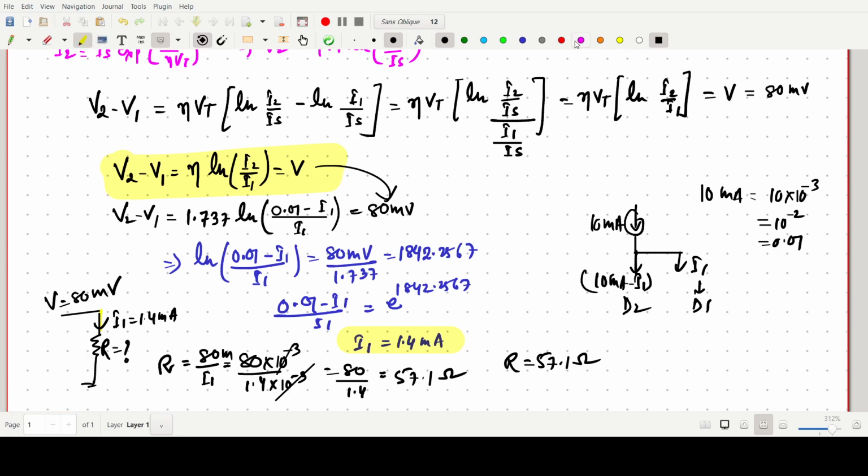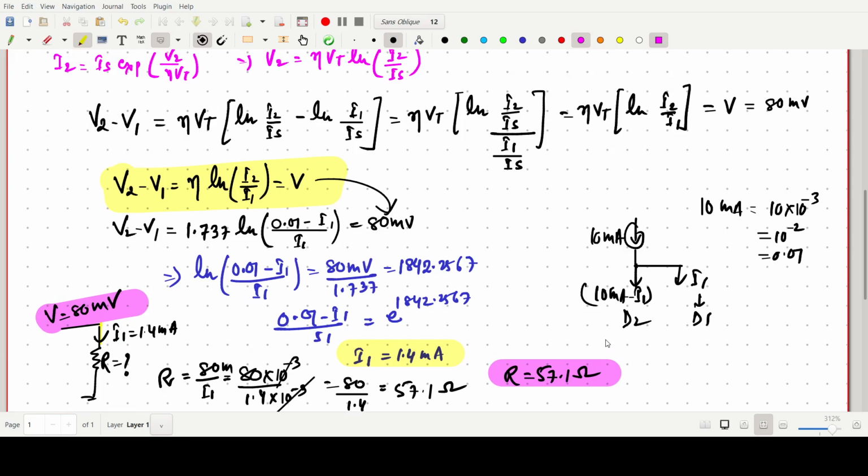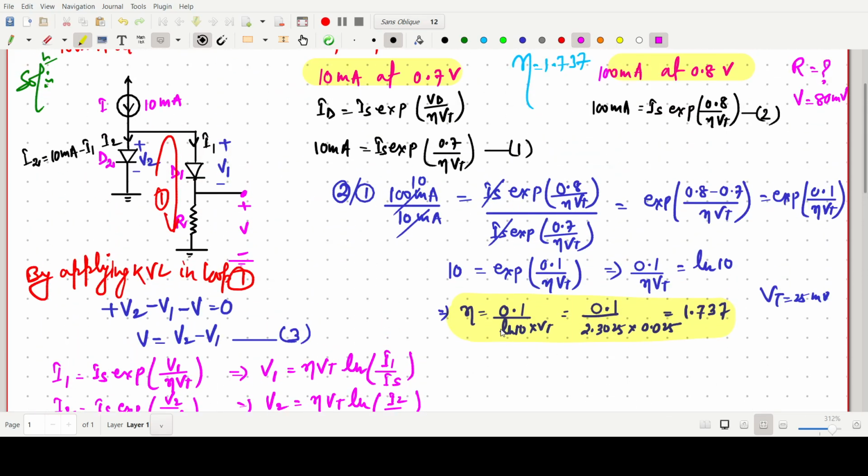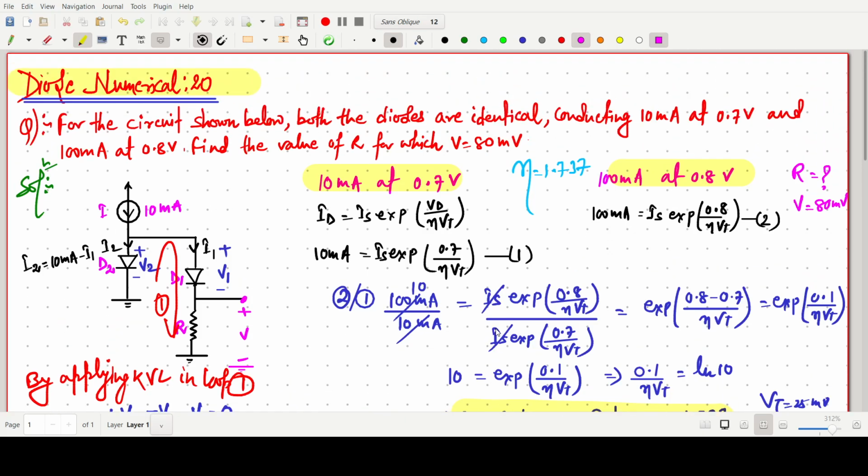So this is the final answer, the value of R we have calculated. Because this voltage is given and I1 is given, V equals IR, so we can find the R value like that. But the very first thing we have to find is the ideality factor. Okay, so this is all about this question.